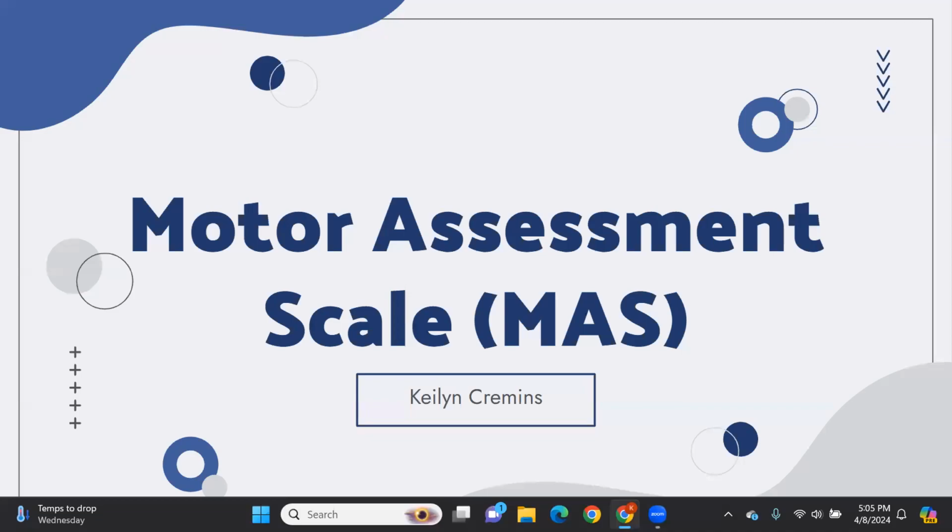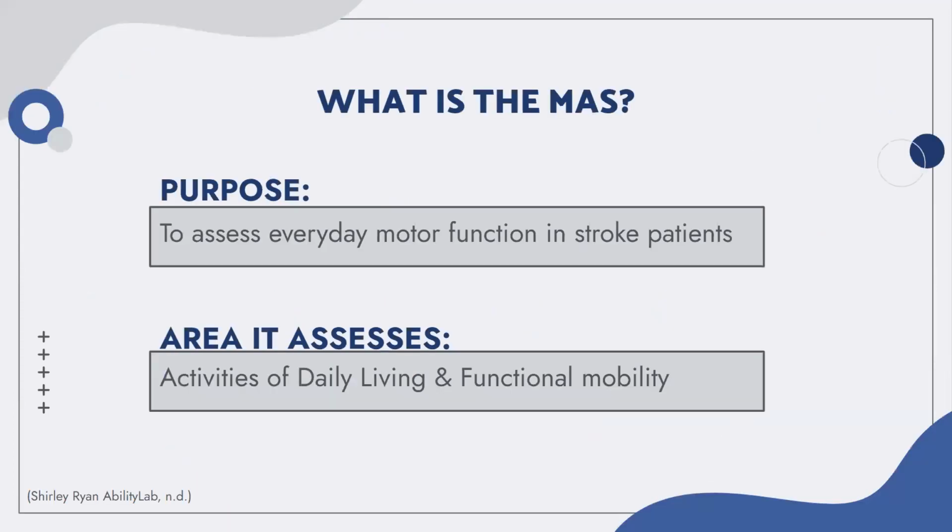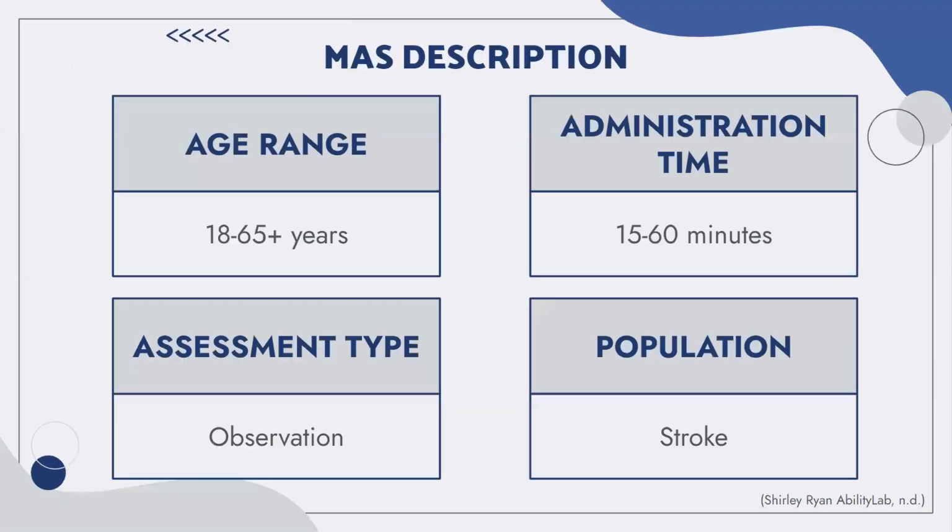Today I'll be talking about the Motor Assessment Scale, also known as the MASS. So what is the MASS? The purpose is to assess everyday motor function in stroke patients. The areas it assesses are activities of daily living and functional mobility. The MASS was developed by Carr et al. in 1985, and it was recently revised in 2014 by Sabari et al., and I'll get into why it was revised a little later on in the presentation.